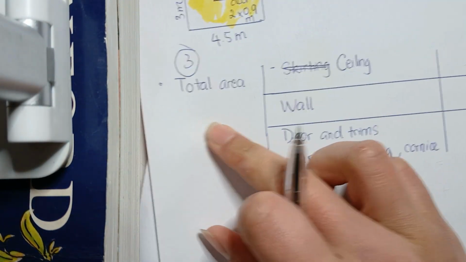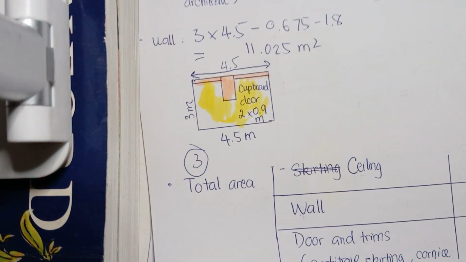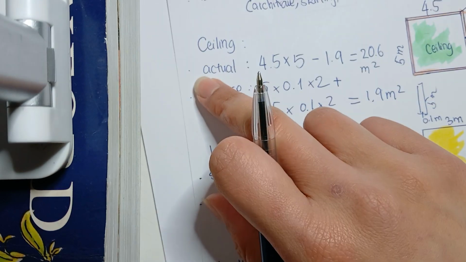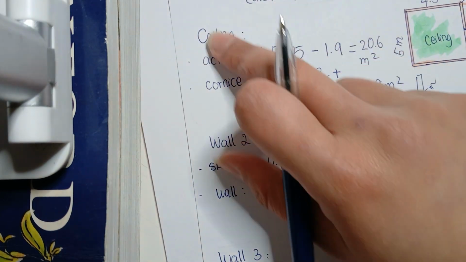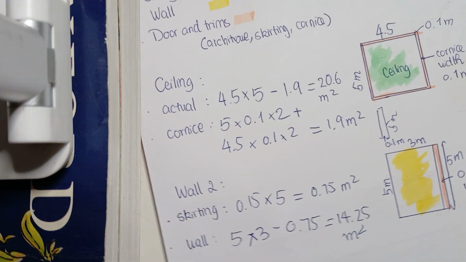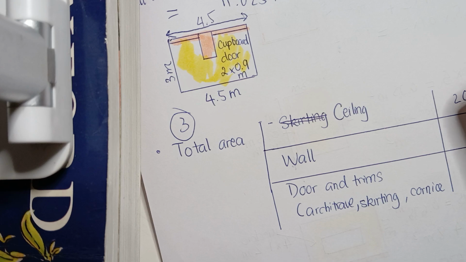Alright, so now we're done for task 2. Are you happy? Is it easy? Okay, so now task 3 will ask you to work out the total area. Total area will be, you add everything. For example, ceiling. I need to know the actual area of the ceiling for the green part. That's going to be 20.6. I'm going to put down here 20.6.